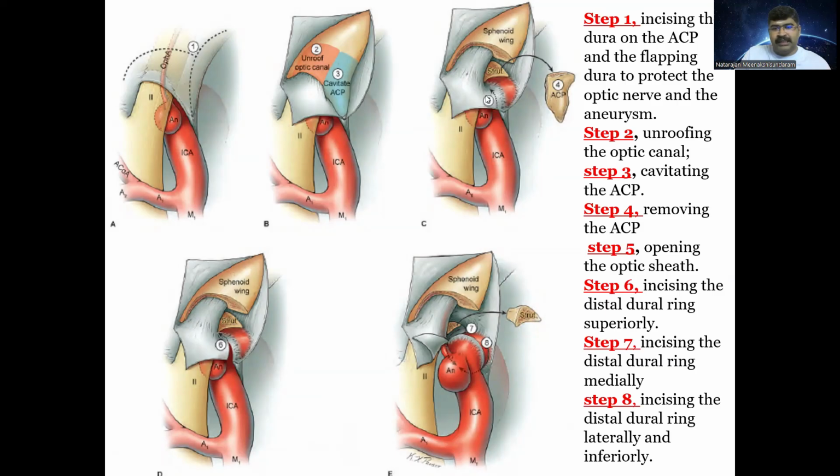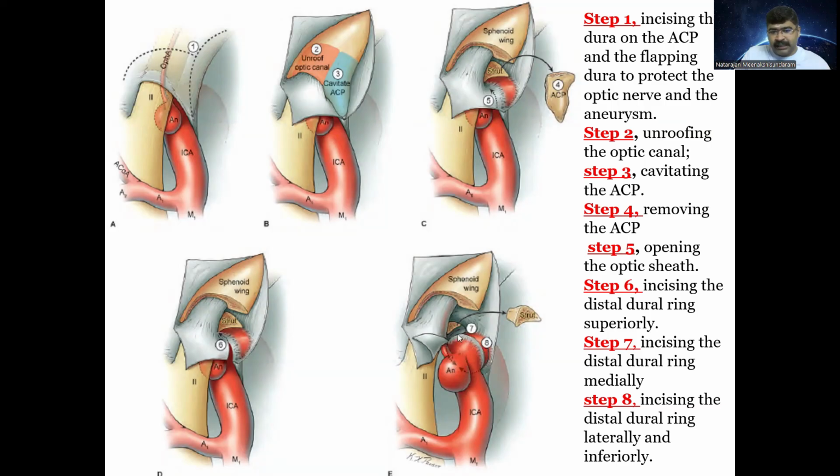Once the optic sheath is open, incise the distal dural ring. Once the distal dural ring is opened superiorly, then incise the distal dural ring medially. So you open it superiorly and then medially. Now the ICA can be clearly skeletonized. Then incise the distal dural ring laterally and inferiorly.